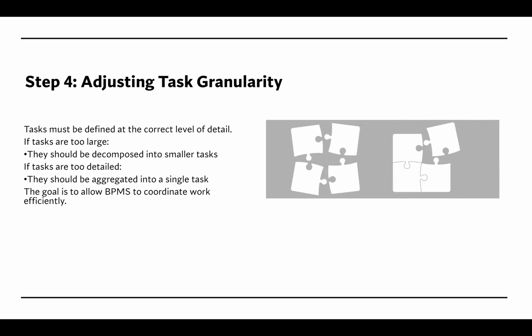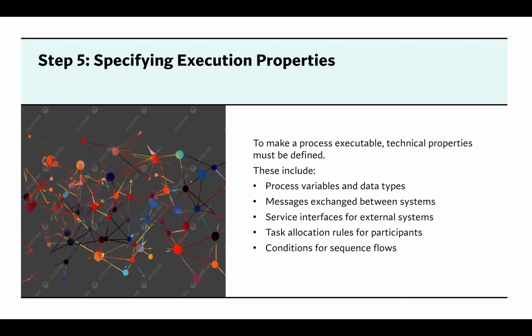Step 4, adjusting task granularity, which means defining tasks at the right level of detail. If a task is too large, it can be broken down into smaller tasks. If tasks are too detailed, they should be combined into a single task. The goal is to create a process model that allows the BPMS to coordinate tasks efficiently without unnecessary complexity.